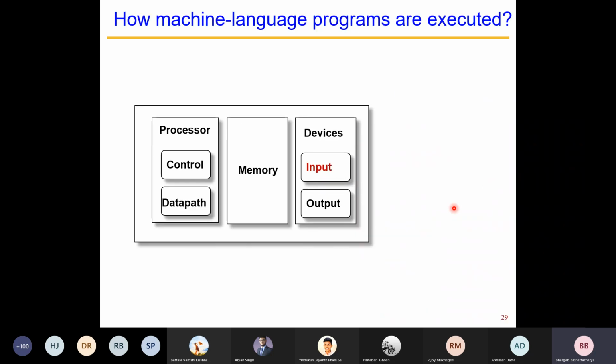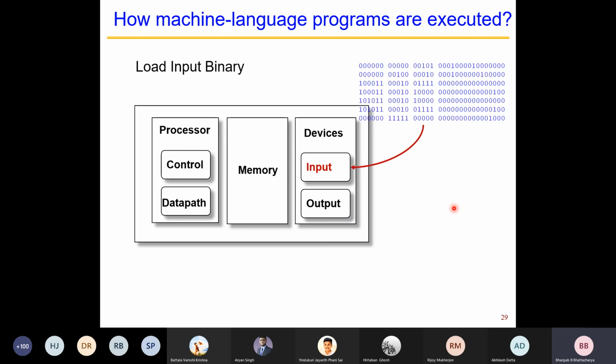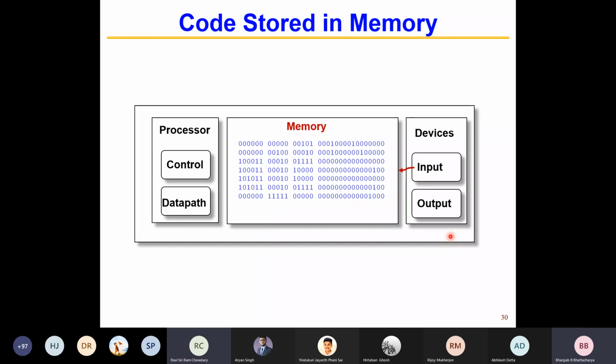All right, let us look into the mechanism of how machine language programs are executed. Everything is in memory, right? So you have a binary string, a flat binary file, which comprises instructions and data. You need to input that to the machine using some mechanism, and then it is loaded into the memory.